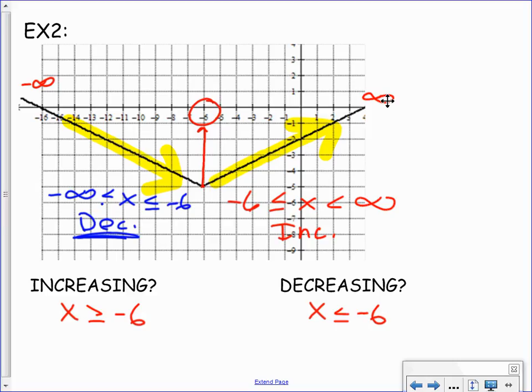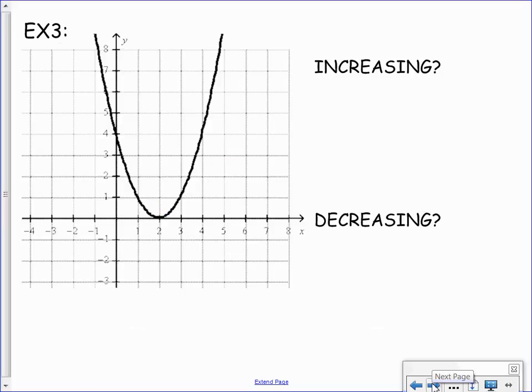What family? Quadratic. Excellent. All right. Here we go.